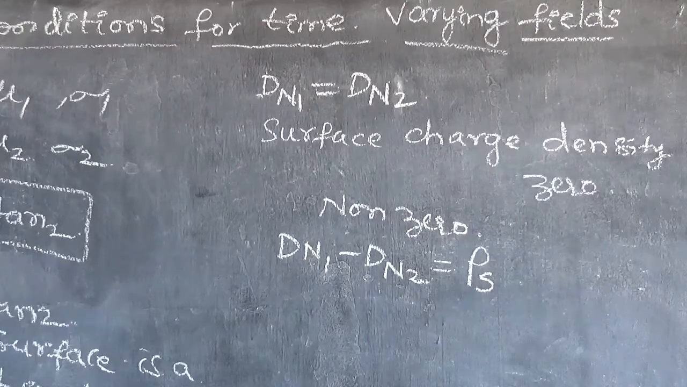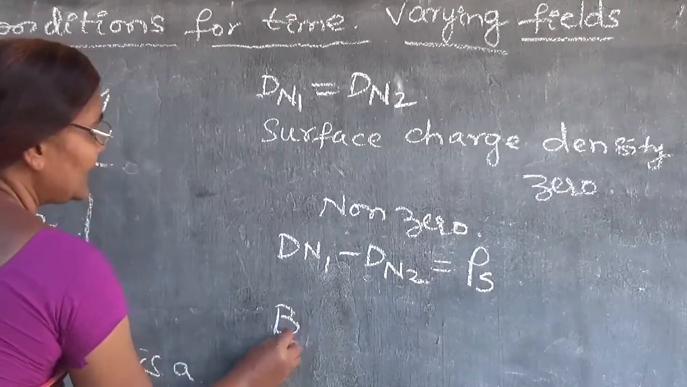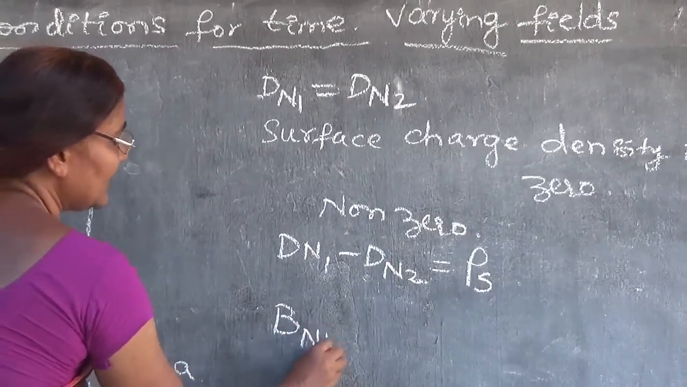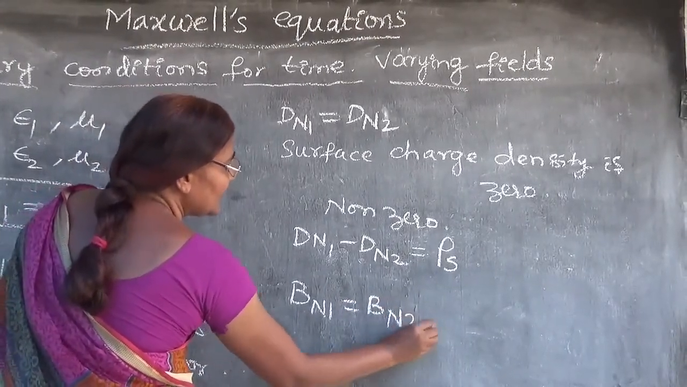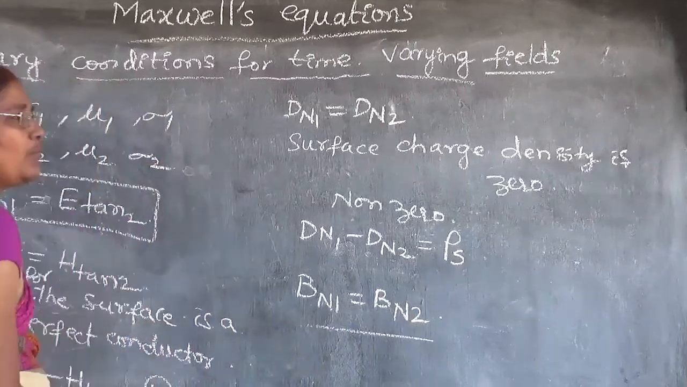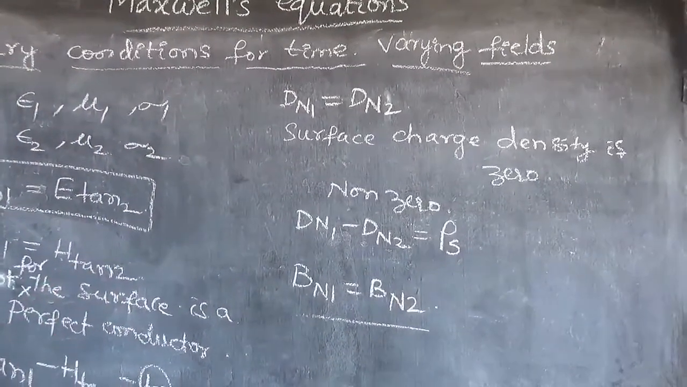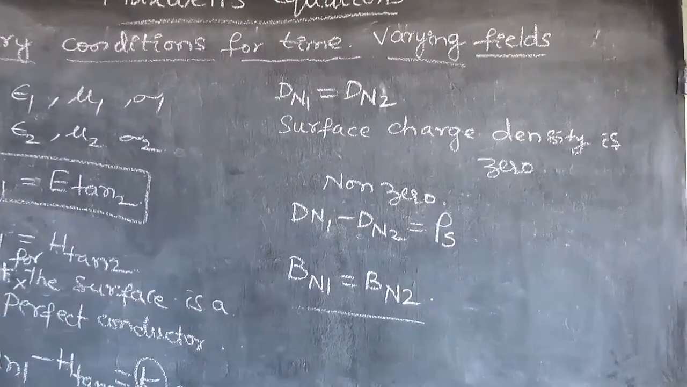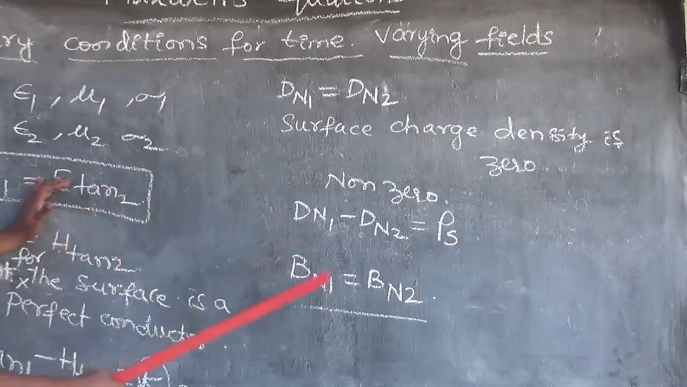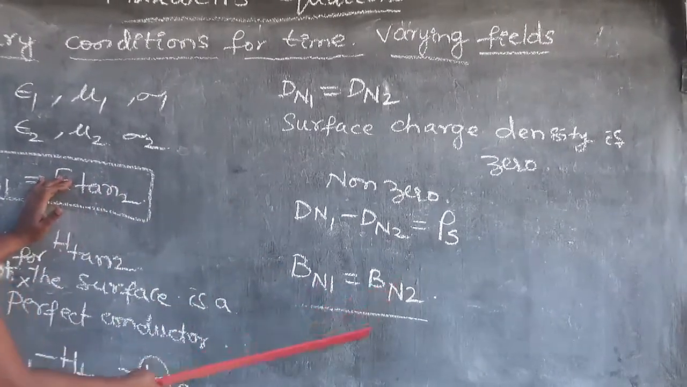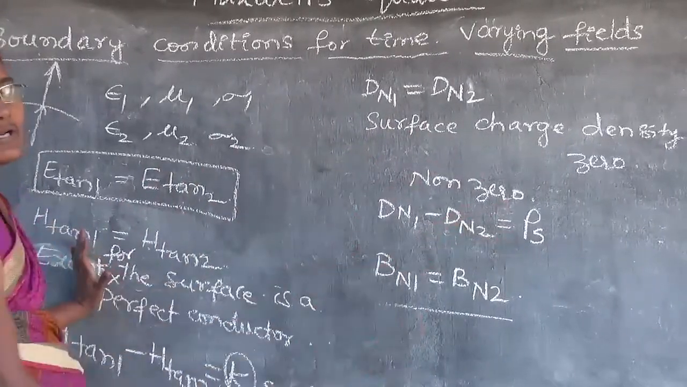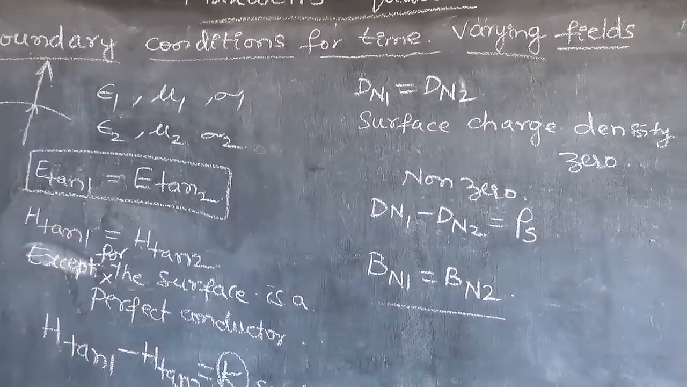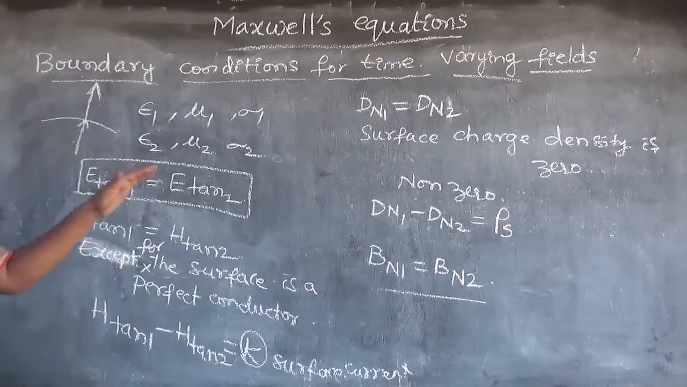And also the normal component of the magnetic flux density will be continuous for the boundary conditions. That means you have to remember E tan 1 is equal to E tan 2 and Bn1 is equal to Bn2, and these two will change according to the boundary conditions. So this is about the boundary conditions for time varying fields.